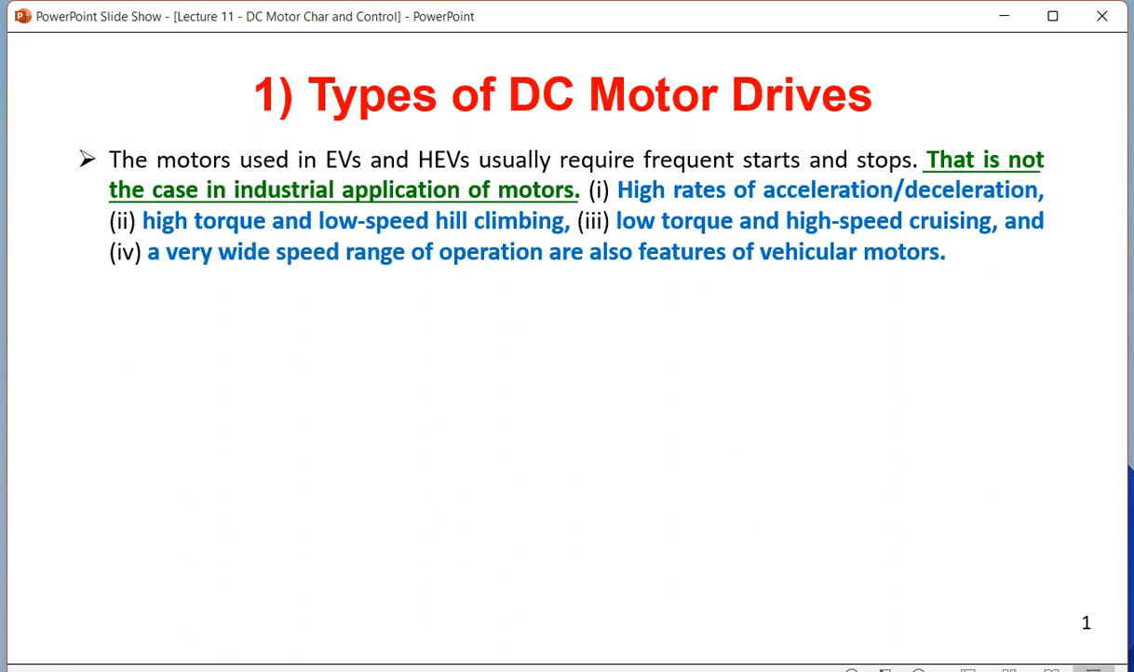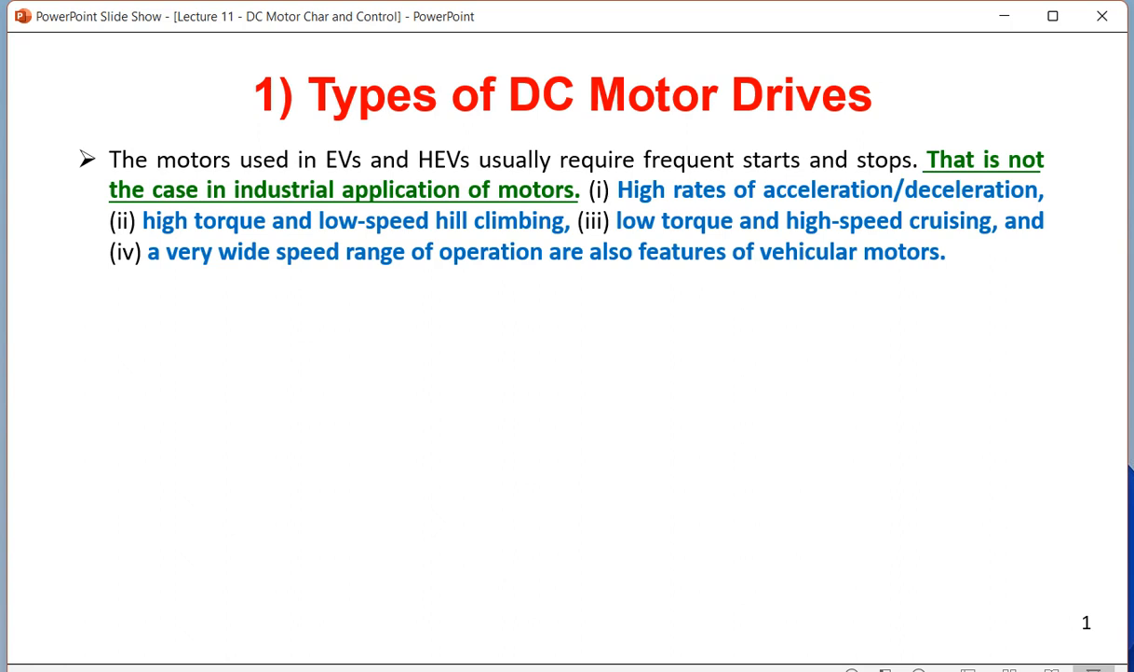But when the motor is placed inside an EV or HEV, maybe every minute you have to turn the motor on or off 3-4 times, or the frequency may be more. So whenever I say a motor for EV or HEV application, it has to satisfy 3-4 different or difficult conditions. Number one is a high rate of acceleration and deceleration. Whenever you are on a hill, at that time you have to reduce the speed and increase the torque. At that time we have to decelerate. Whenever you are on a smooth highway, you have to accelerate the vehicle.